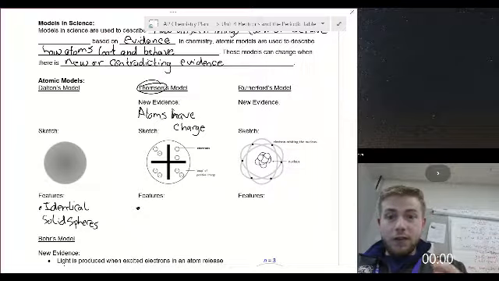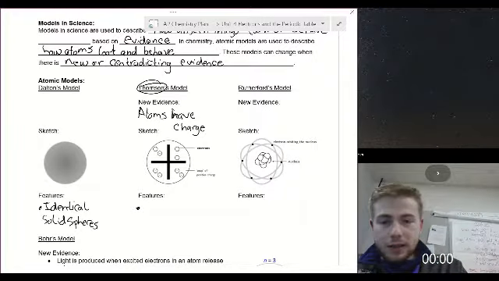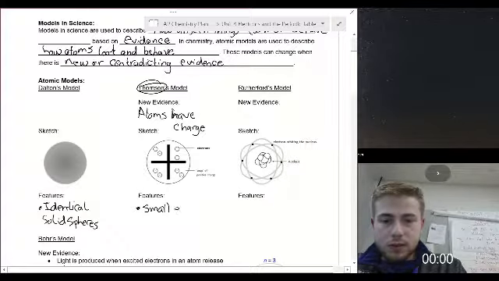So the features of Thomson's model is that there are small electrons, which are negative. I'll put in parentheses: negative.